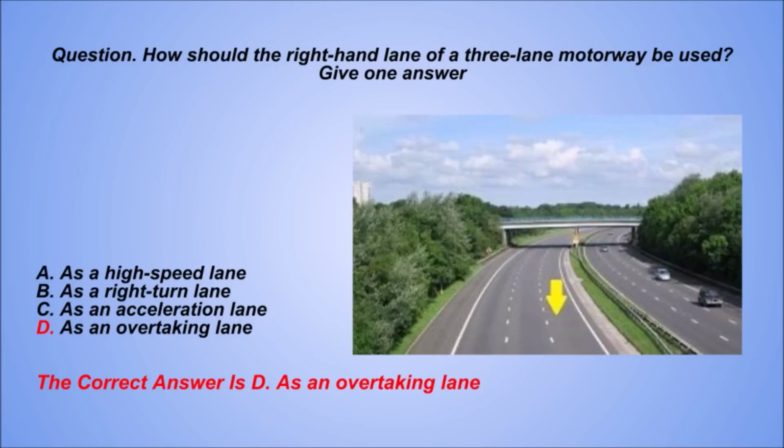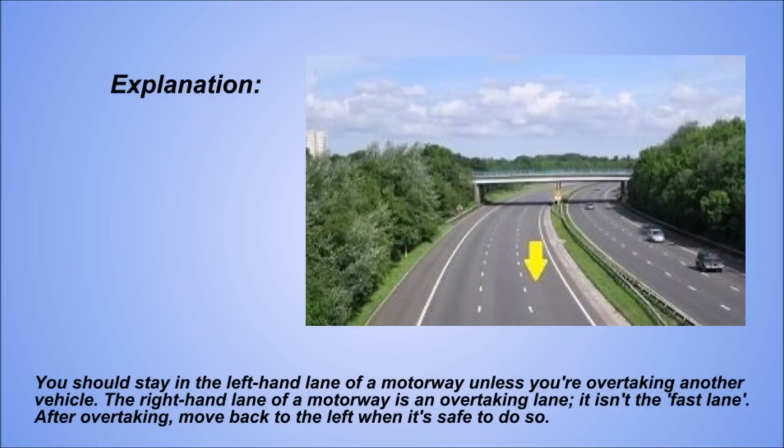As an overtaking lane. Explanation: you should stay in the left-hand lane of a motorway unless you're overtaking another vehicle. The right-hand lane of a motorway is an overtaking lane, it isn't the fast lane. After overtaking, move back to the left when it's safe to do so.